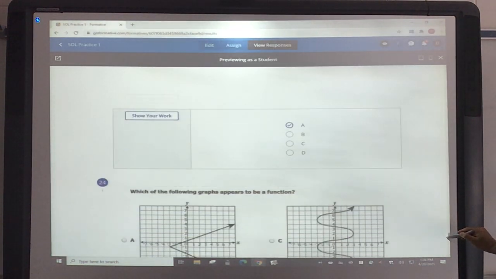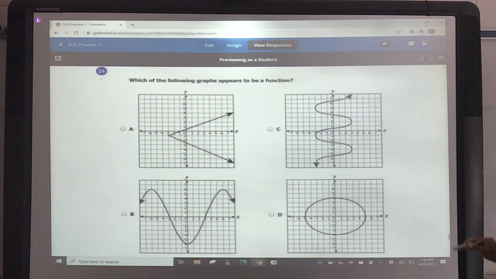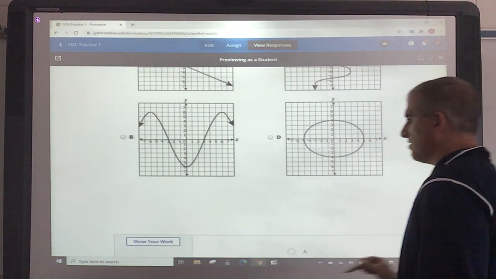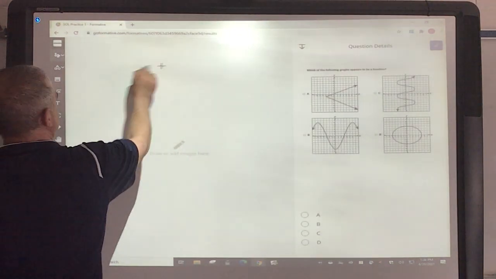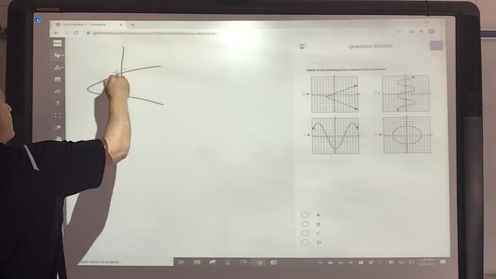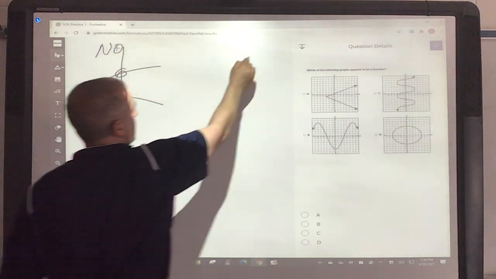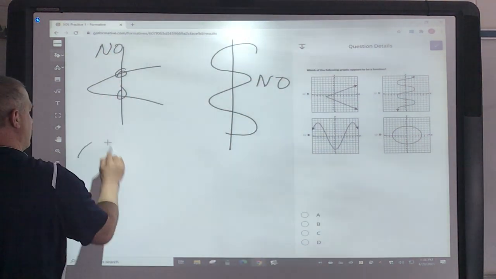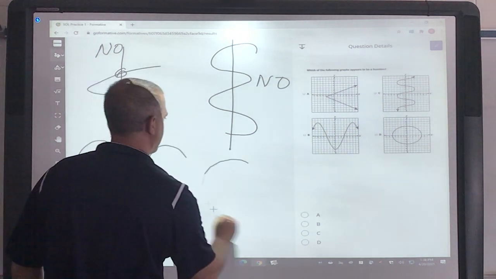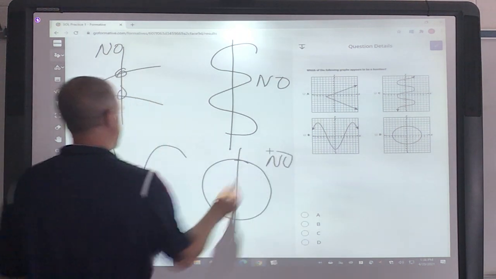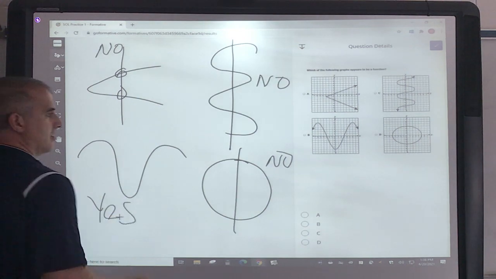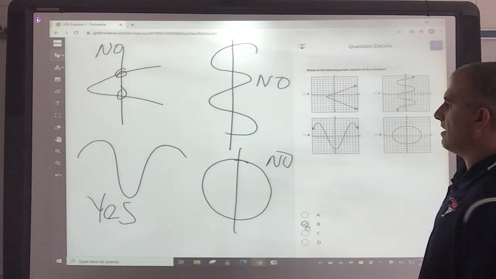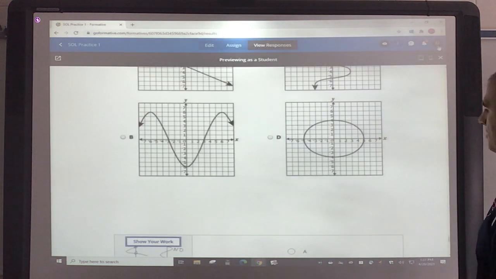Okay? All right. Which graph appears to be a function? With these, the idea is if you draw a vertical line, if it passes through twice, that's no. This one's a bunch of squigglies. You pass that through, it's no. This one is no. So this one has to be the yes. The third one that doesn't work, that's the one that's going to be the answer.